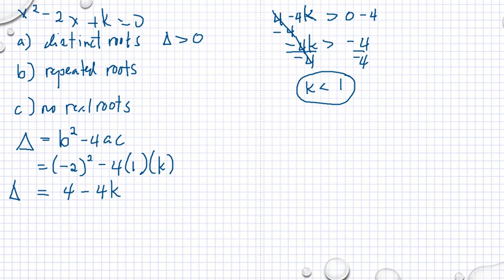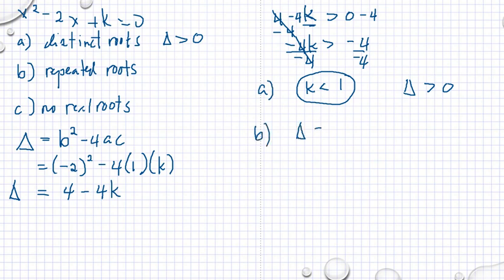So if we put in a value less than 1, if we put 0, is 4 greater than 0? Good. If we have a negative k, that means it will be positive. Good. So that means k is less than 1 when we have two distinct roots. This is our A.